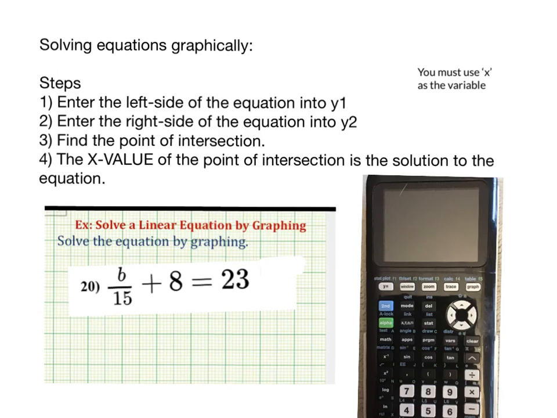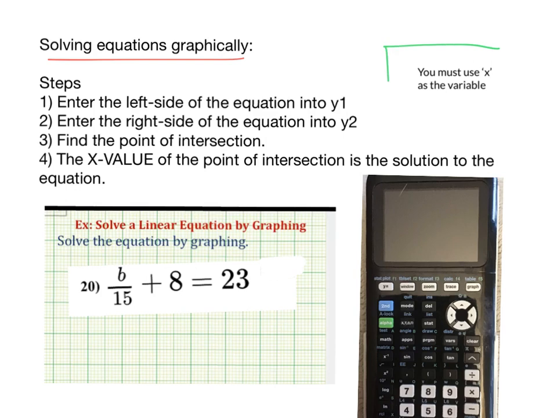Okay, for today's lesson, we're going to be learning how to solve equations graphically. And we have our steps over here. What we're going to do is graph the left-hand side of the equation into y1 of our calculator, the right-hand side of the equation into y2, and then find the point of intersection.